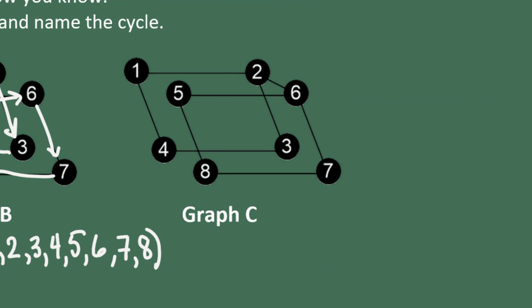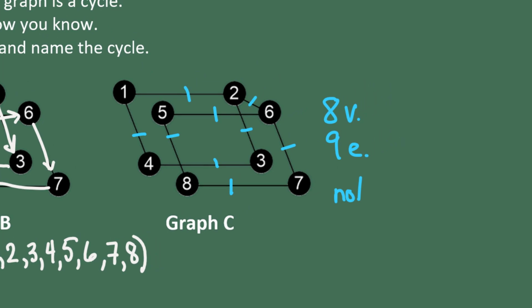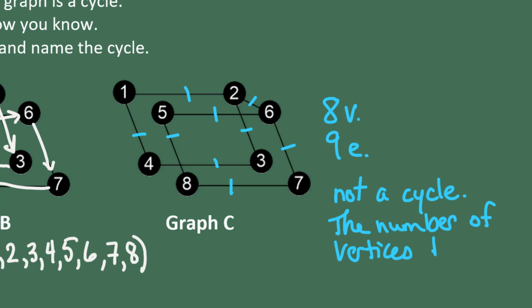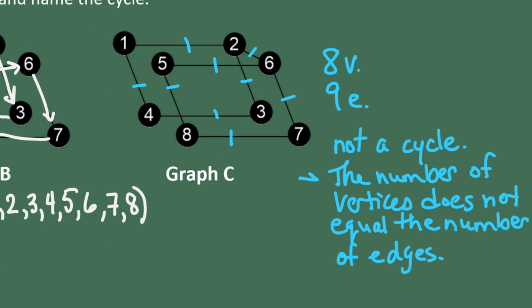Now let's analyze graph C. First, let's try to determine if the graph is a cycle. We're going to check to see if the number of vertices is the same as the number of edges. Once again, we can see very quickly that we have 8 vertices numbered 1 through 8. The number of edges is 1, 2, 3, 4, 5, 6, 7, 8, 9. 9 edges. So this is not a cycle, and a justification we could give is that the number of vertices does not equal the number of edges.